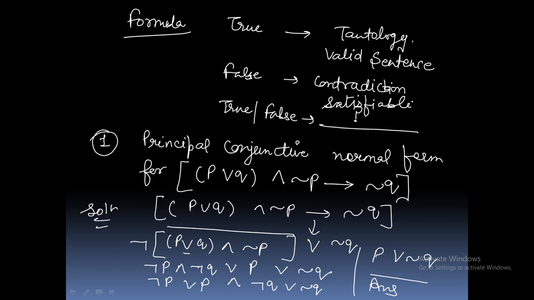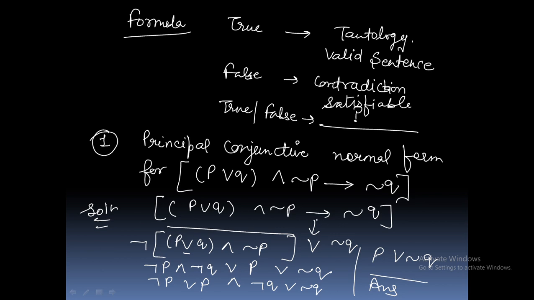Now, one example of mathematical logic. We have been given the principal conjunctive normal form for: in square bracket, in round brackets P or Q, and not P implies not Q, square bracket close. Now I am going to solve this statement. First of all, write the statement again.